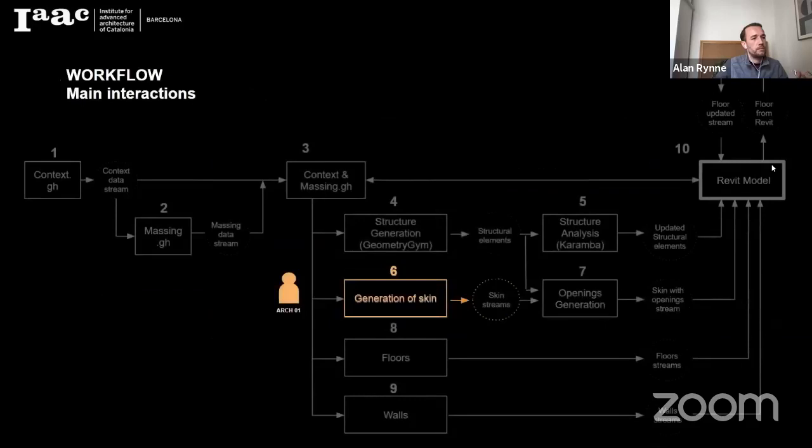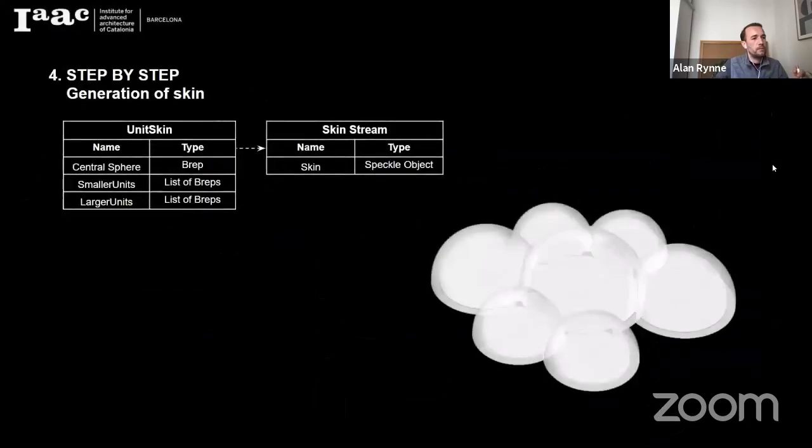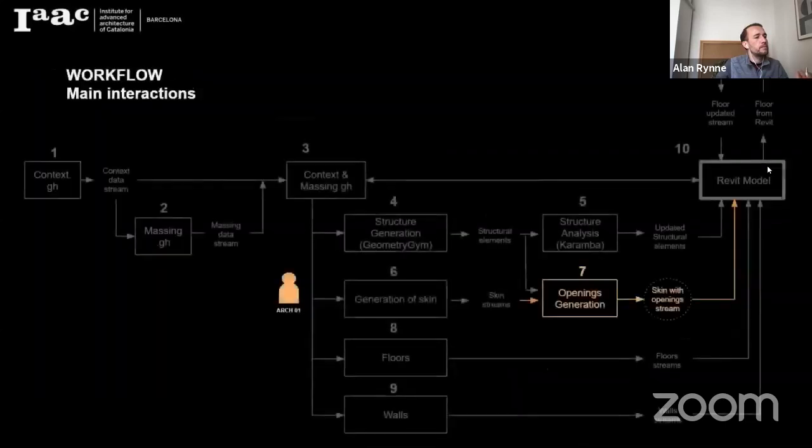The next step for Architect 1 is the generation of the skin, and this time we'll be generating BREPs, and the stream will also be organized according to the size of the units. So we'll have a central sphere, and a list of BREPs for smaller and larger units. And the outcome of this would be a Speckle object containing the skin.